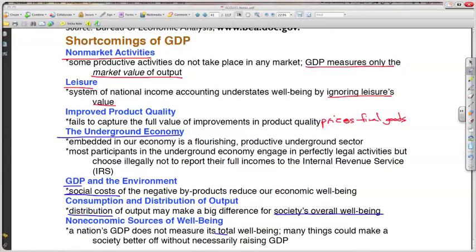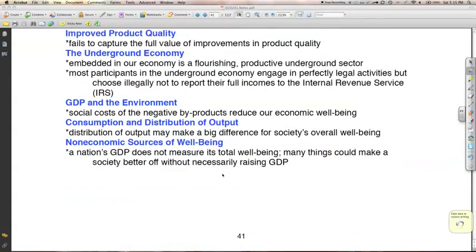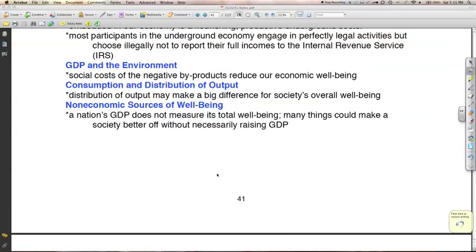The GDP also does not measure the total well-being. There are many things that can make society better off, such as increased leisure or better environmental awareness and protection. But that's for society to decide and can be increased without necessarily raising GDP, so GDP would not capture that. All right, that's section 6.